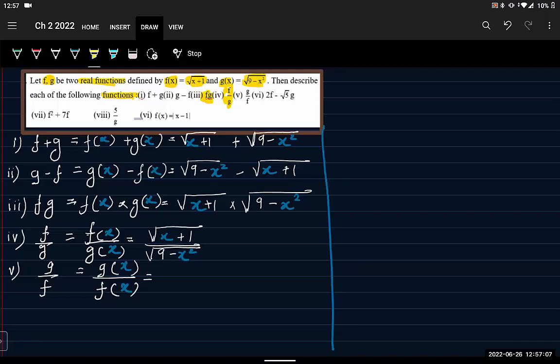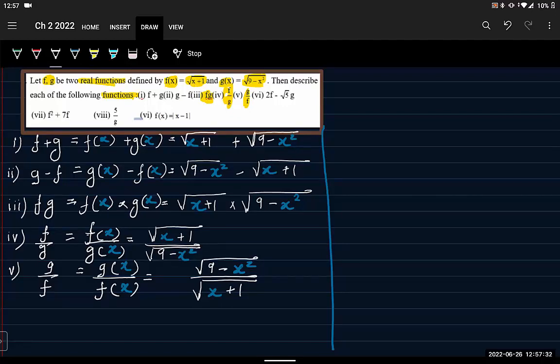Next is g by f. So that is dividing g of x by f of x. So in the numerator now we'll write g of x, which is root of 9 minus x square, upon under root of x plus 1.